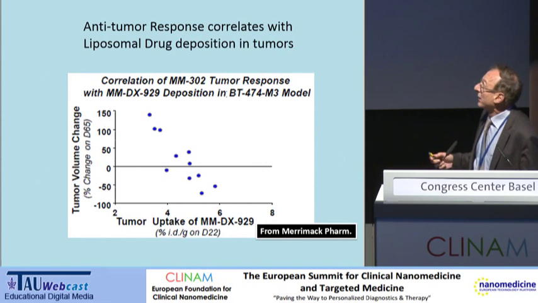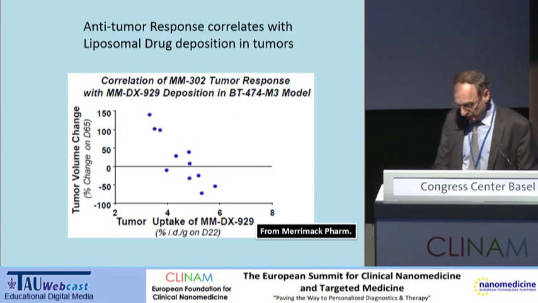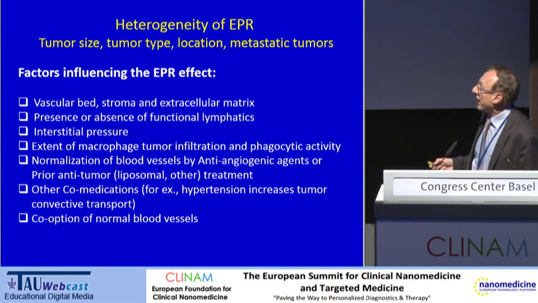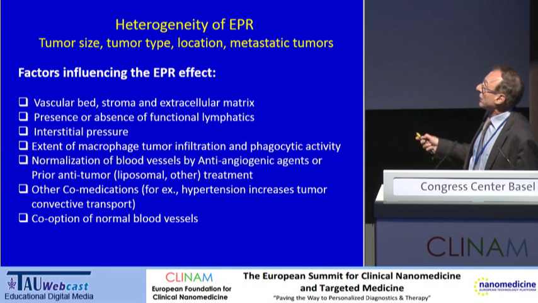And this is another example from Merrimack Pharmaceuticals, in which now you can see not the concentration in tumor, but the biological anti-tumor effect. The decrease in tumor volume changes as the tumor uptake of the liposomal drug is better. So clearly, what this is leading us to is, just a concluding slide, the heterogeneity of the EPR effect and many of the factors that you see here that have an impact on what the EPR effect is going to be.